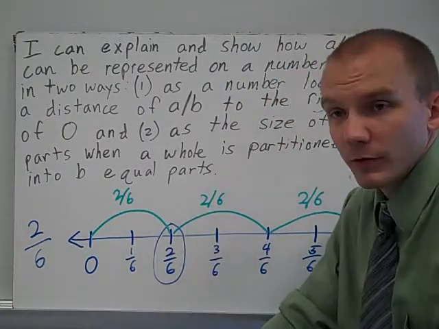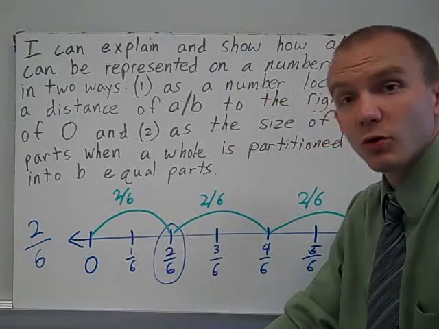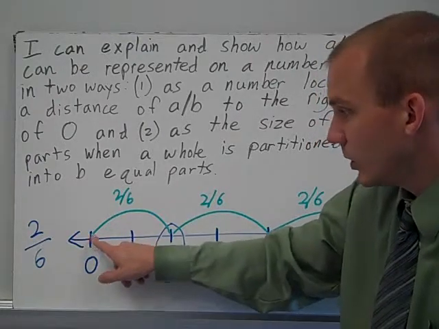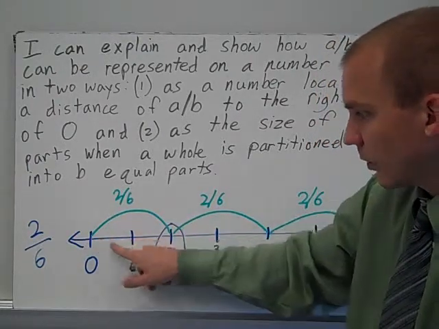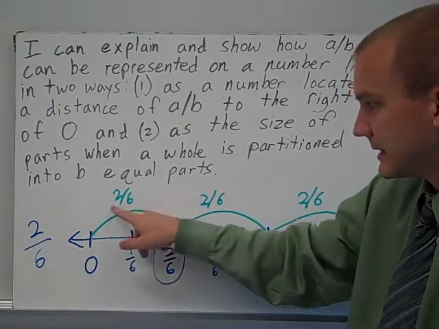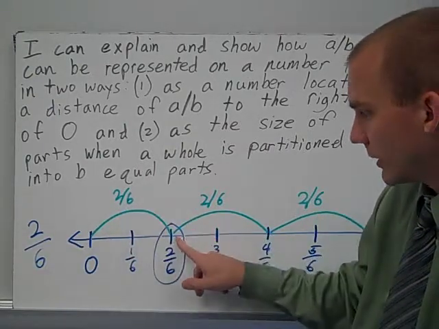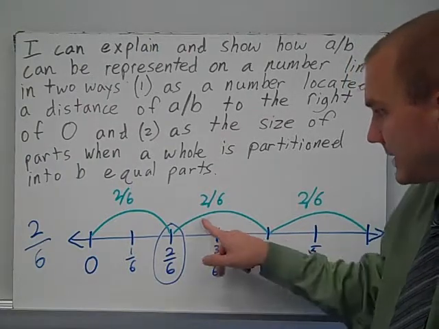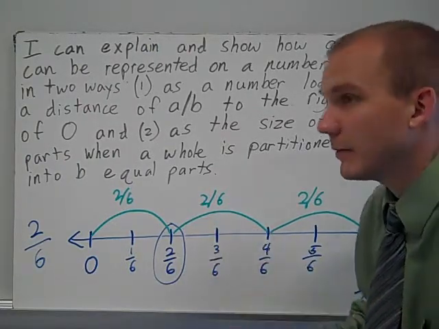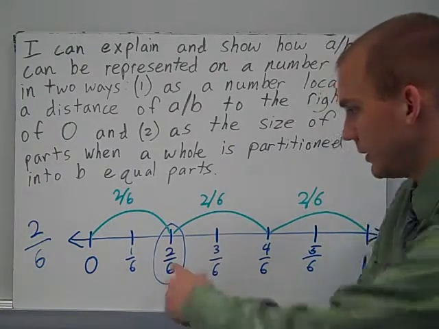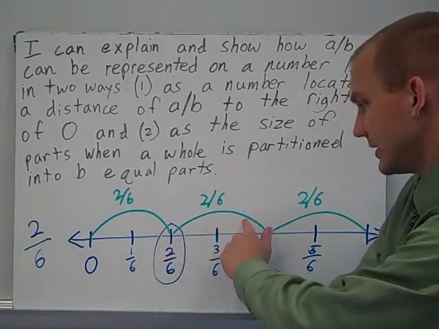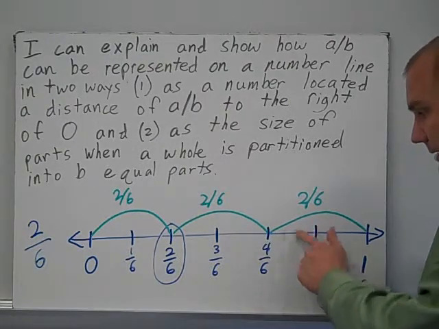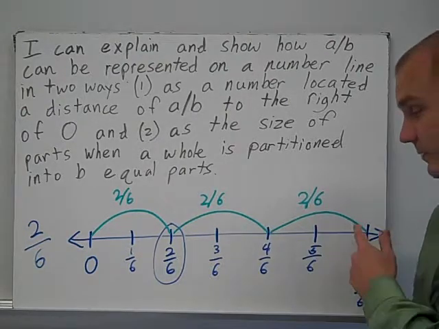Now, I want to represent 2/6 as a distance between two fractions on the number line. So you could go from 0 to 2/6, and that distance itself is 2/6. Or I could go from 2/6 to 4/6, and that distance is 2/6. Think about it, counting by 2s: 2, 4. So you did 2/6. Or I could go from 4/6 up to 6/6, and that distance is 2/6.